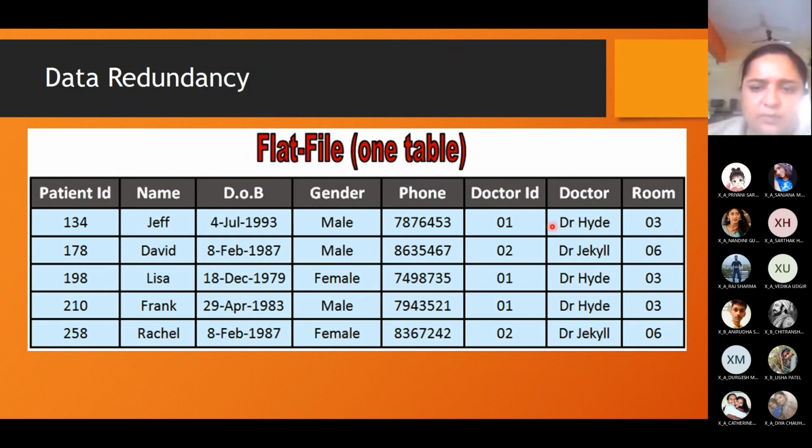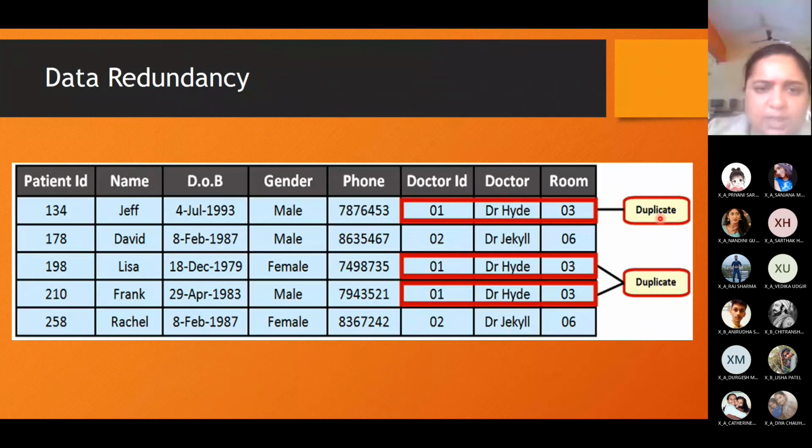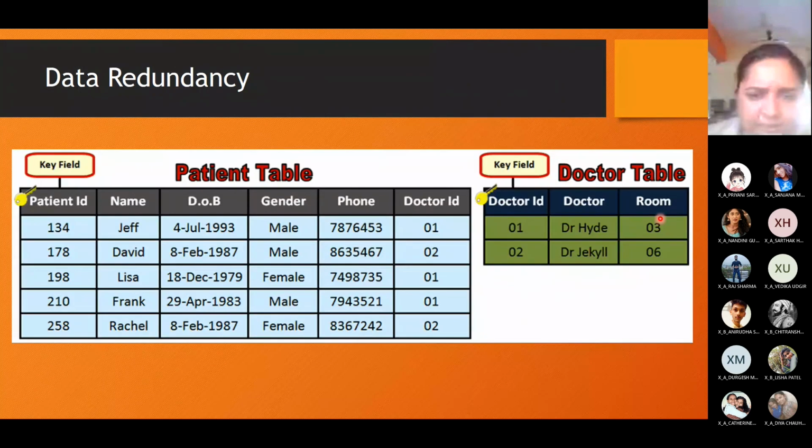Like you can see here 01 Dr. Hyde 03. Then again here 01 Dr. Hyde 03. Then again 01 Dr. Hyde 03. So okay, we can keep the doctor ID here, but why repeat Dr. Hyde and 03, the room number? So what can be done is this duplicate data can be removed. Although we cannot remove it completely, we can minimize that.